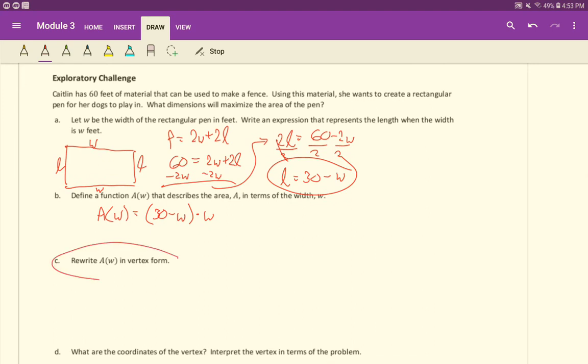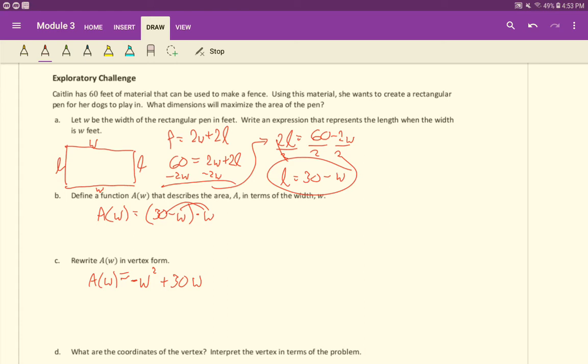And now it asks us to rewrite this in vertex form. So let's go ahead and multiply this out. And we'll end up with A of W equals negative W squared plus 30W. Okay, and so to write this in vertex form then, we need to create a perfect square here, which is going to require that we use completing the square.